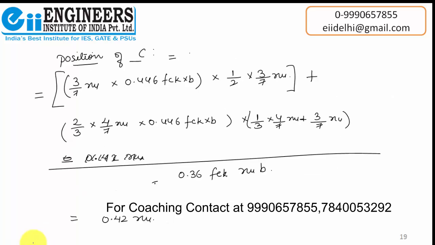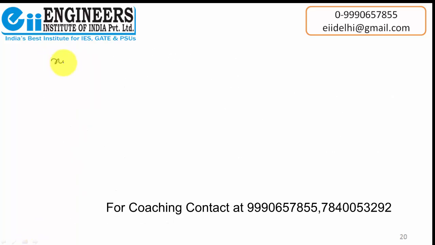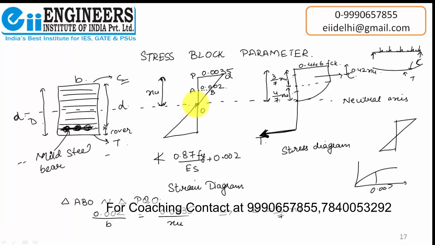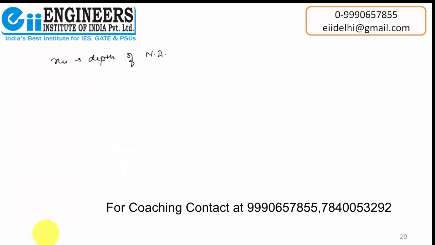Okay, now let's talk about XU. XU is the depth of the neutral axis. We already talked about what the neutral axis is. The neutral axis is basically an axis on which there is no compressive force or tensile force. It is free from any kind of forces. That is the reason that in a stress diagram the stress over it is 0, and also in a strain diagram the strain over it is 0, because it is a neutral axis. Now coming to the depth of the neutral axis, how do you find the depth of the neutral axis?